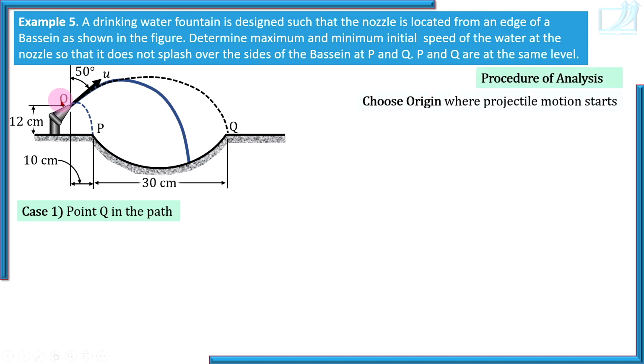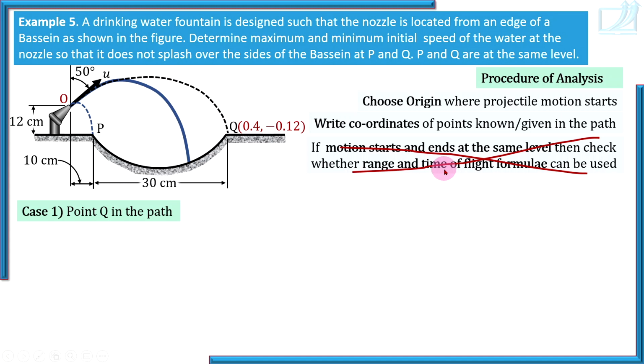Choose origin. So origin is here. Write coordinates of points in the path. So Q is a point in the path. So x coordinate is 40 centimeters. Take care of unit. So 0.4 meters. And origin is this nozzle end. So below origin point Q is, that's why minus 0.12.